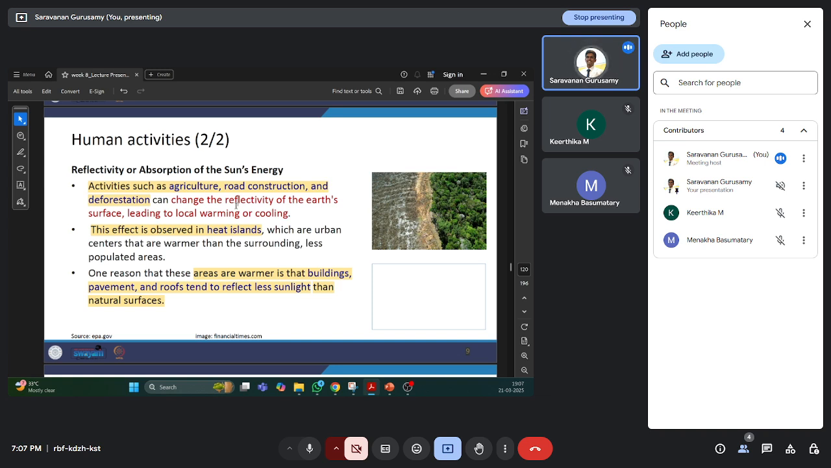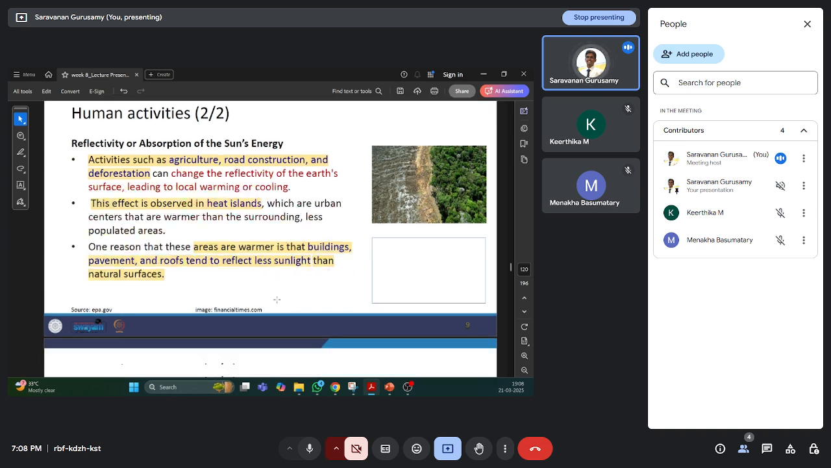Some parts may be okay, like agriculture or plantation may cool the surface, but buildings, concrete, and bitumen may change the Earth's reflection pattern, and this effect is observed in heat islands. That's called a heat island. That's why nowadays people are working with LULC. One reason these areas are warmer is that buildings, pavement, and roofs tend to reflect less sunlight, so they absorb a lot. Heat should be reflected; it should not get absorbed in the Earth's surface.